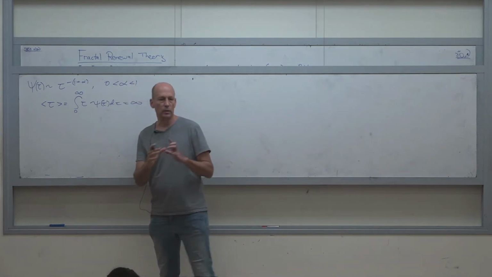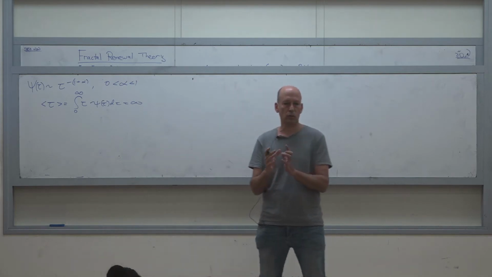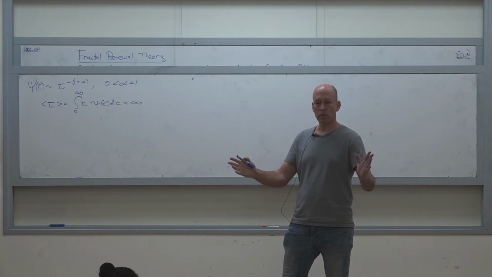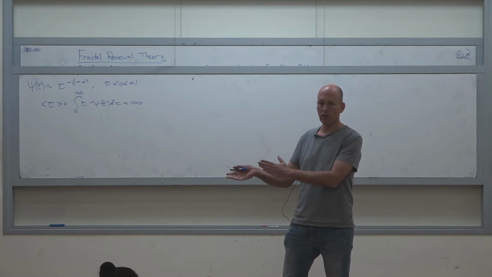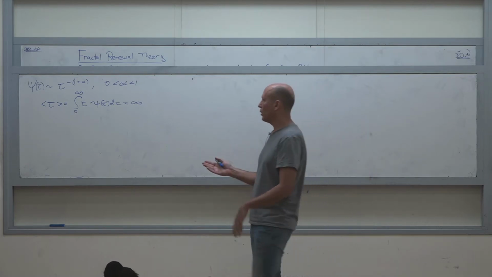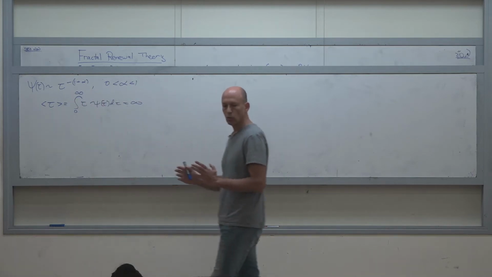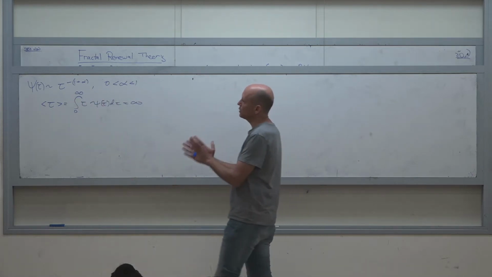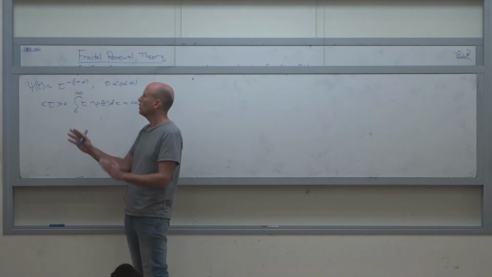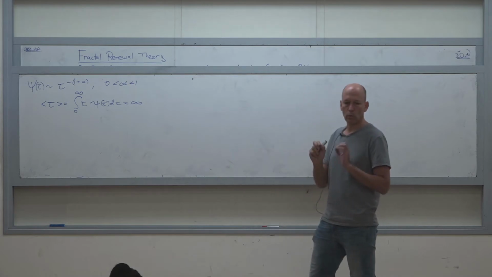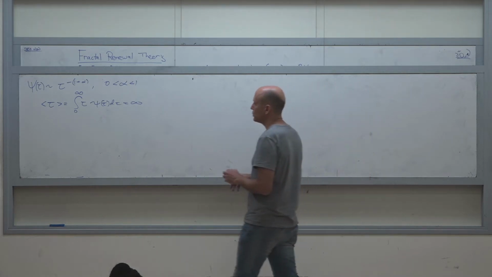So roughly speaking, this fractal renewal theory is divided into two classes. The case where all the moments exist, that's case one. The case where the average is infinite is case two. There are other cases like when the mean is finite and the variance is infinite, when alpha is between 1 and 2, but we will not treat them. So we will just treat these two cases.